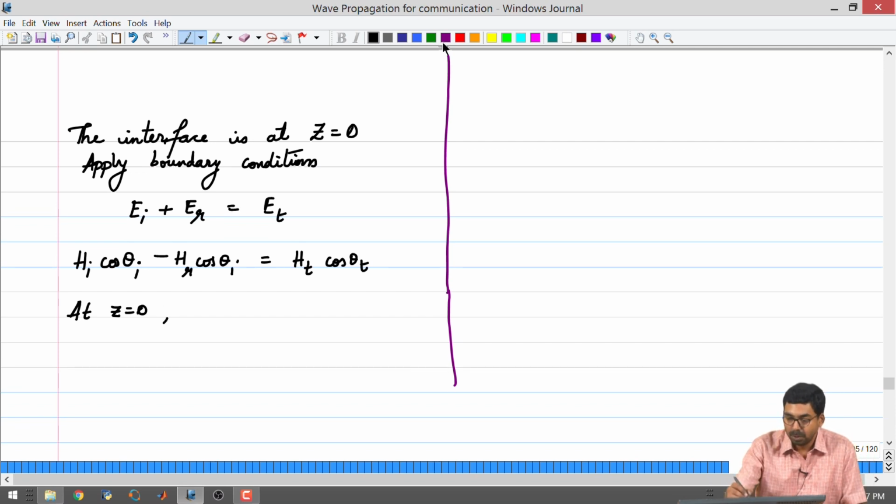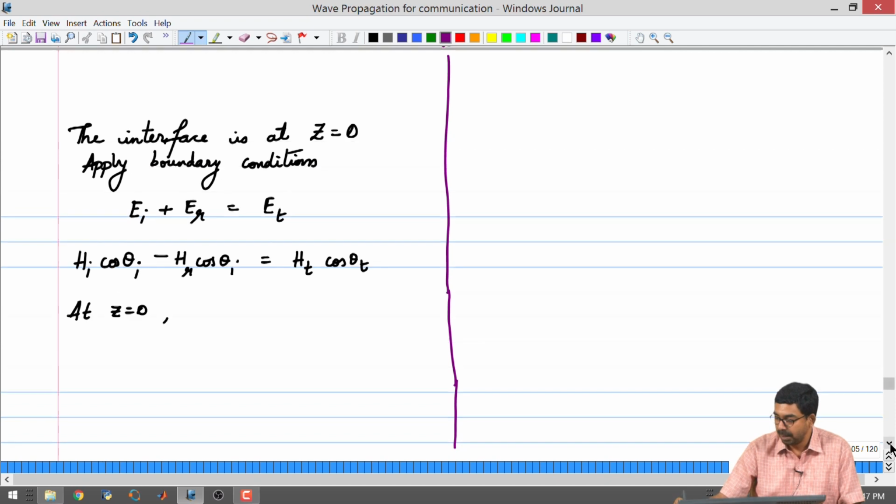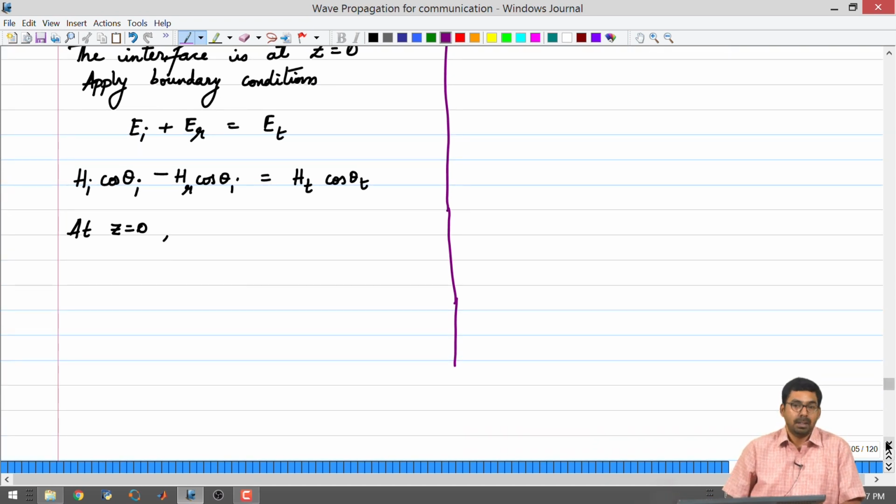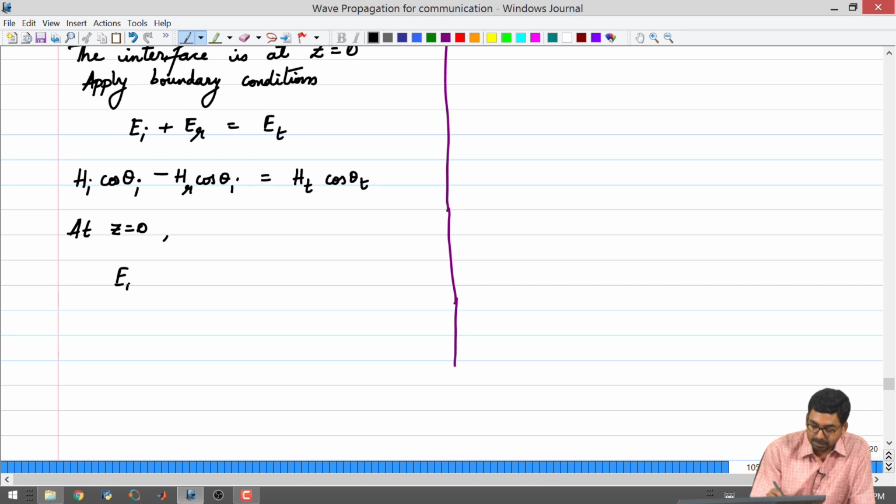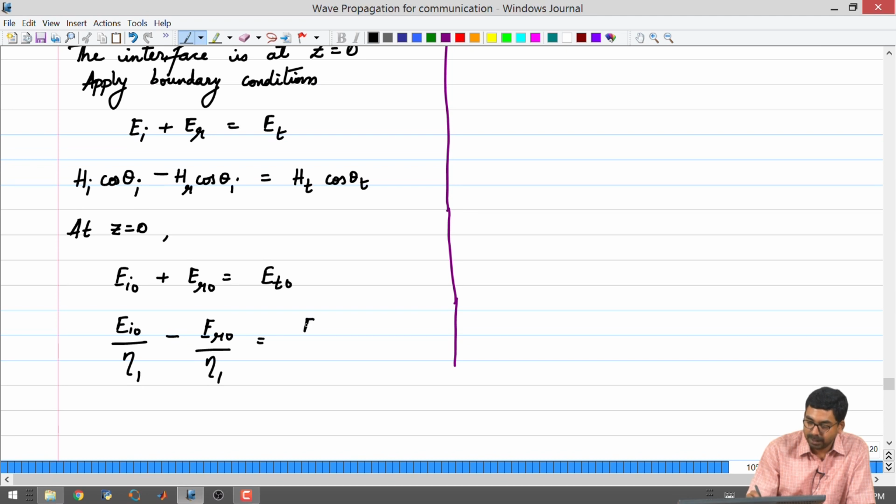So, you can also be more specific, saying that at z equal to 0. This means that whatever you wrote within your exponential minus j k dot r, it is at z equal to 0. Okay. So, this just means that you are having EI naught plus ER naught is equal to ET naught. And for the case of the magnetic field, you can always write this down using Ohm's law. EI naught divided by eta 1 minus ER naught divided by eta 1, again the same medium, is equal to ET naught divided by eta 2.